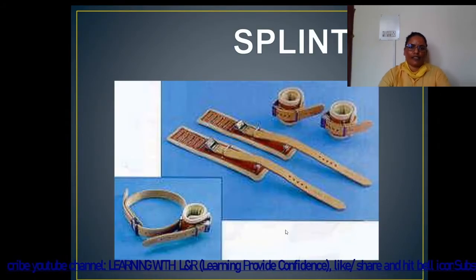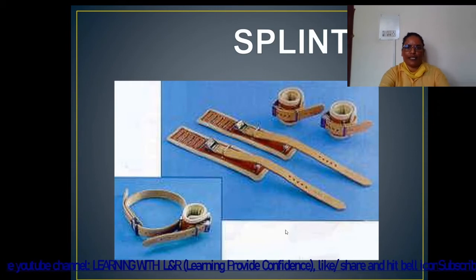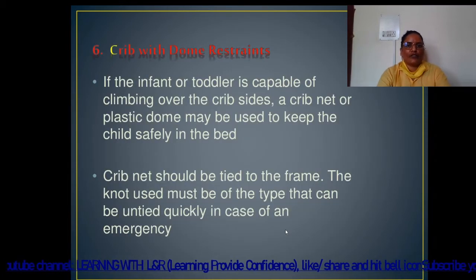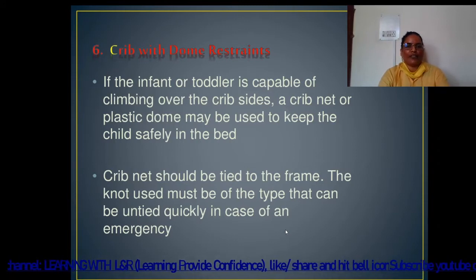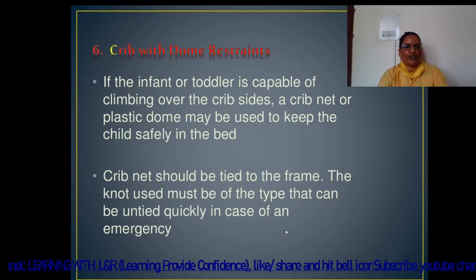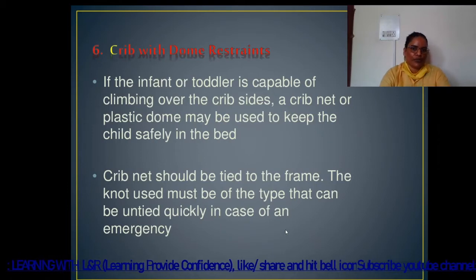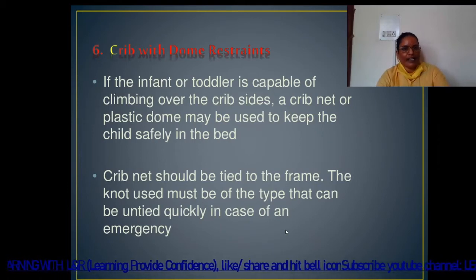Then slings. This is a kind of sling. Crib with dome restraints: if the infant or toddler is capable of climbing over the crib sides, the crib net or plastic dome may be used to keep the child safely in the bed.